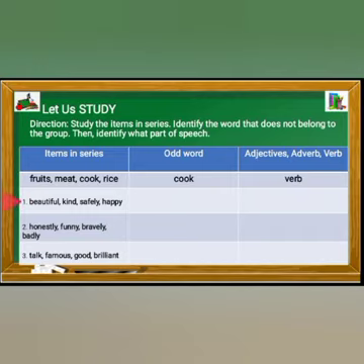Alright, let's proceed to number 1. Items in series. We have beautiful, kind, safely, and happy. What is the odd word? The odd word is the word safely. The words beautiful, kind, and happy are all adjectives, but the word safely is... What part of speech is the word safely? The word safely is an adverb.